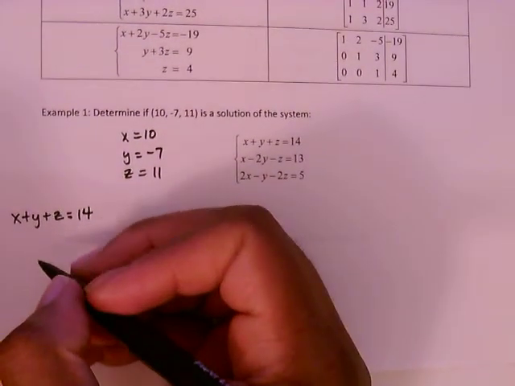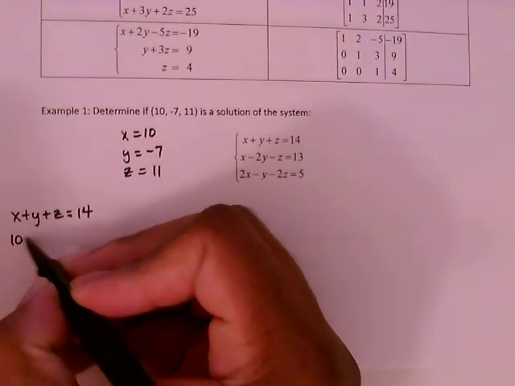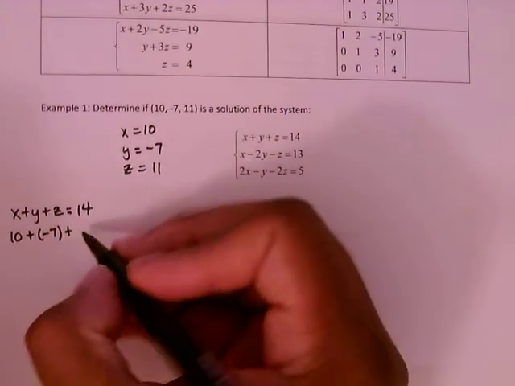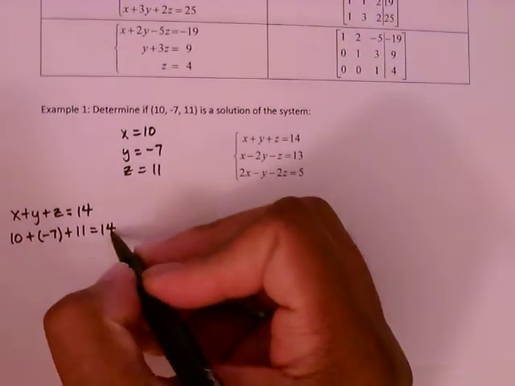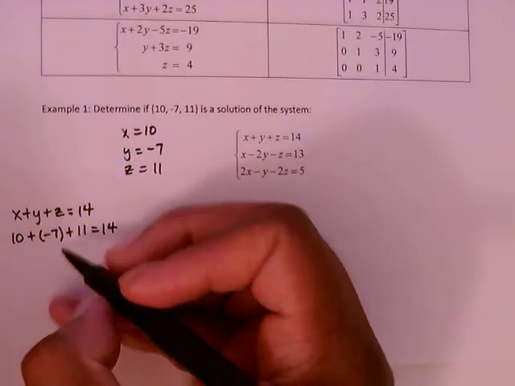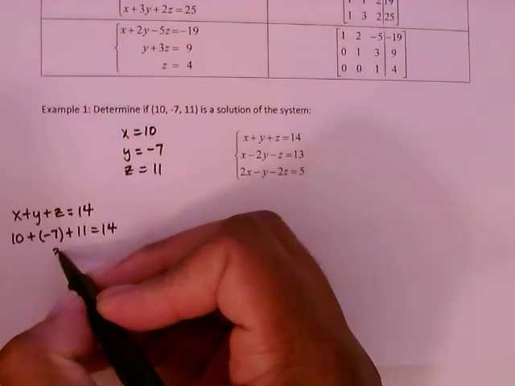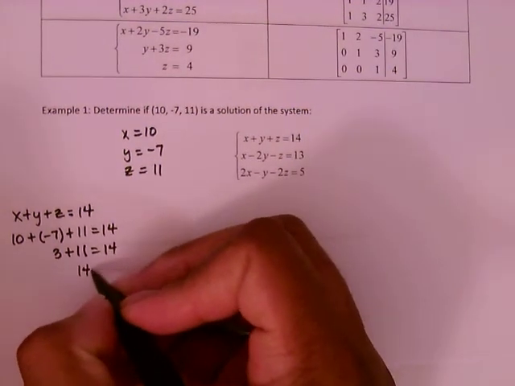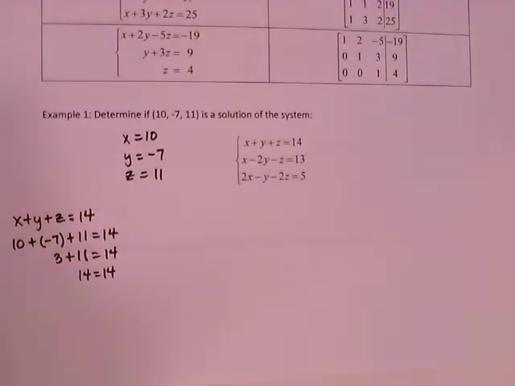So I'm going to start with x plus y plus z is equal to 14. We substitute x with 10, plus y, which is -7, plus z, which is 11. And that should equal 14. Adding from left to right, 10 plus -7 would be 3, and 3 plus 11 does give me 14. So we know the ordered triple satisfies the first equation. But what about the second and the third equation? That ordered triple must satisfy all 3 equations to satisfy the entire system.